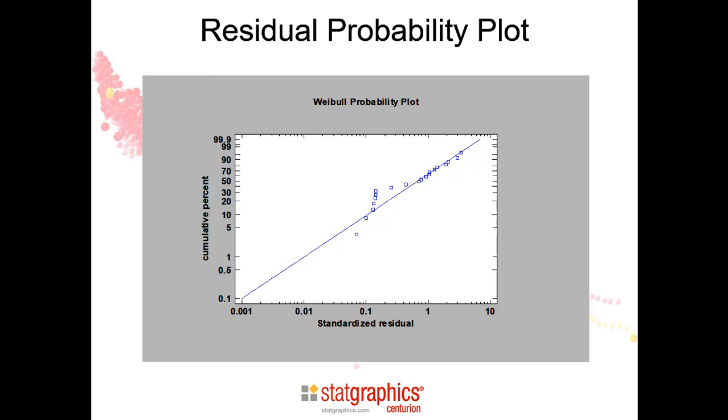Finally, I can plot the residuals on a probability plot. In this case, it would be a Weibull probability plot. If the accelerating model and selected failure time distribution performed well, the points should fall approximately along a straight line on this plot. They're not bad in this case, although there may be some slight deviations from the assumed model.